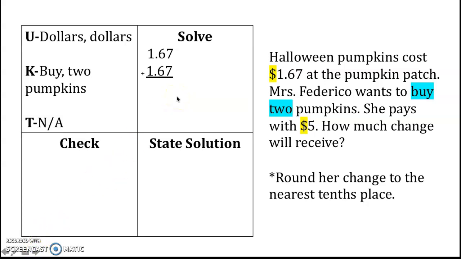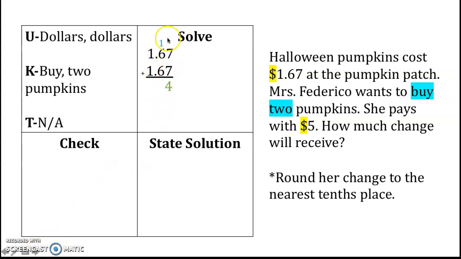So one of the things that we say in 5th grade is place values, line them up. So I know that I'm adding $1.67 twice because Mrs. Federico is buying 2 pumpkins. So place values, line them up. I've lined up my hundredths place, I've lined up my tenths place, and I've lined up my ones place perfectly. The decimals are right on top of each other. I'm ready to begin.